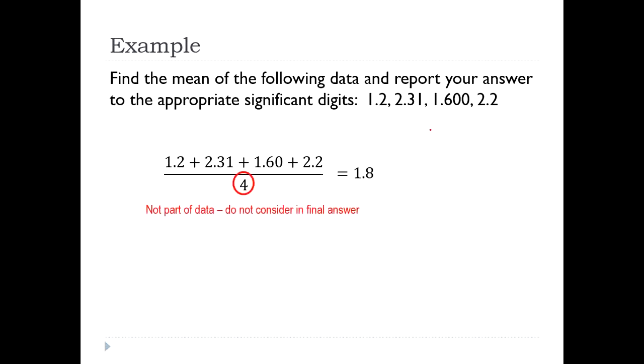Wrong. That's not part of the data, right? Significant digits is only used with our measurements. If it's not part of our measurement, then it doesn't matter. So 4, because that's not part of the data, we don't consider in the final answer. And so our final answer is actually 1.8. Fewest number of decimal places. Okay, the 10th place.